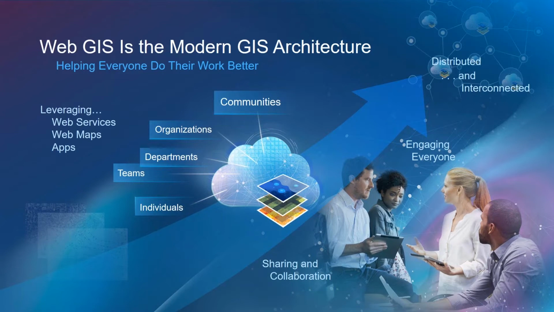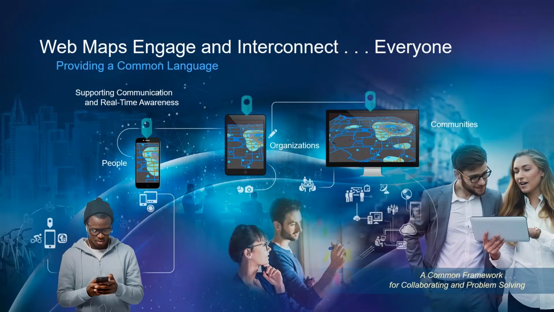engaging everyone. What we're going to talk about today is where we're moving to that next pattern of distributed and interconnected, trusted sharing between organizations. So web maps, again, provide this common language across multiple apps for sharing important information for decision making and problem solving across organizations and across communities, including the public safety community.